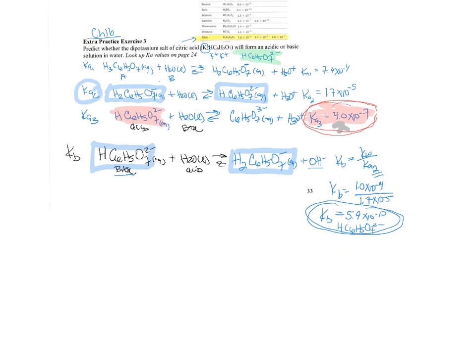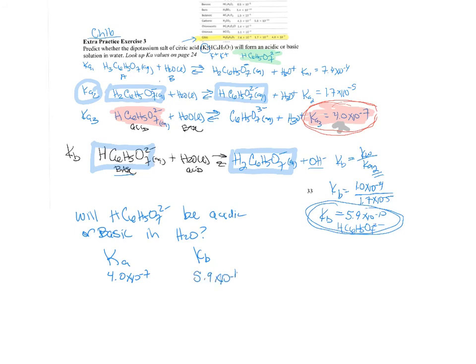So to figure out whether HC6H5O7 2 minus will be acidic or basic in water, we have to compare. So my Ka, which is 4.0 times 10 to the negative 7th, versus Kb of 5.9 times 10 to the negative 10th. And I can see that Ka is larger, so K2 HC6H5O7 2 minus will be acidic in water. So that's how we figure out if the solution will be acidic or basic.